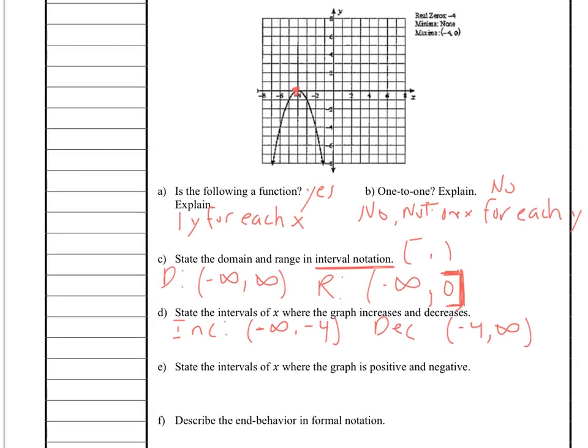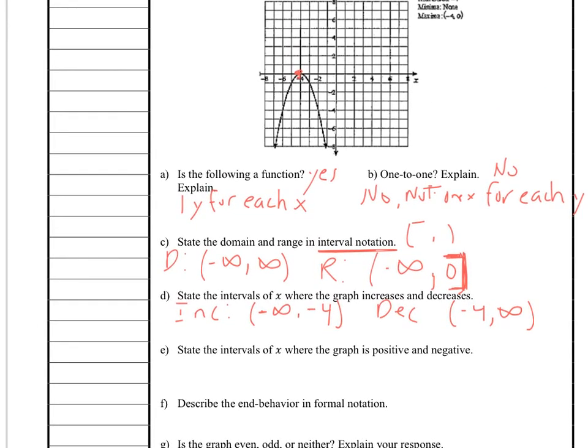All right, state the intervals of x where the graph is positive, is negative. Positive and negative is nice, because it's just where it's above the x-axis and below the x-axis. And you do have to be careful here. In this case, it is pretty much negative the whole way, with one small exception. It is not negative right at that one spot at -4. So it's not negative right here, because it's on the x-axis. Very common mistake is for people to miss that.